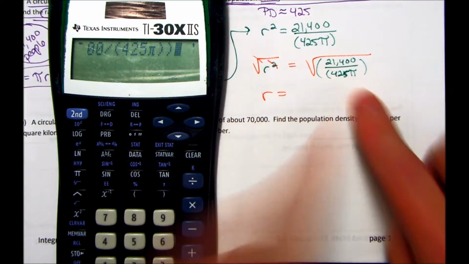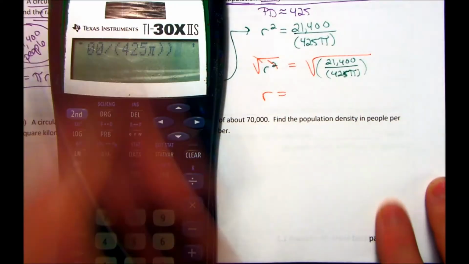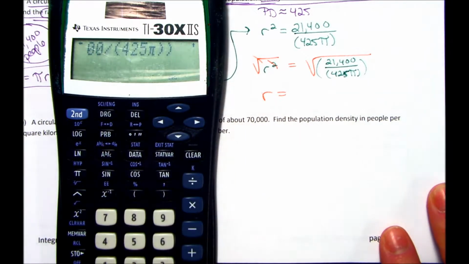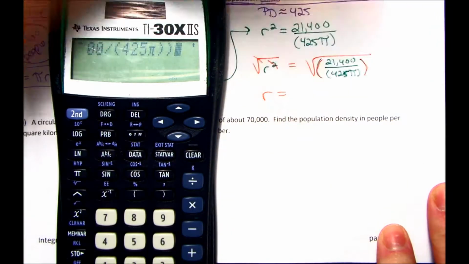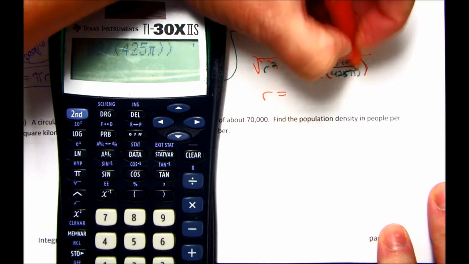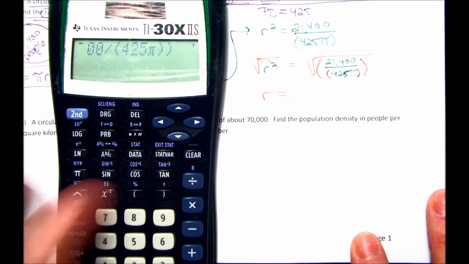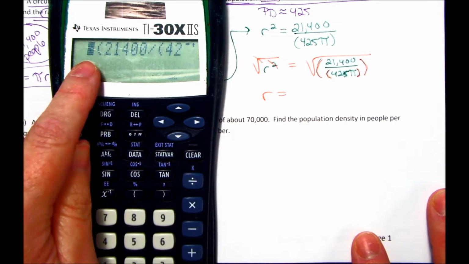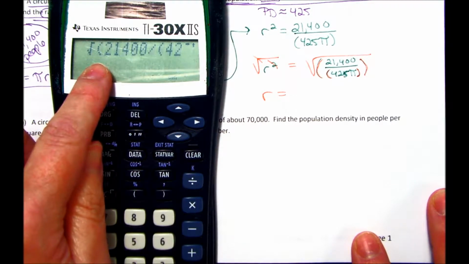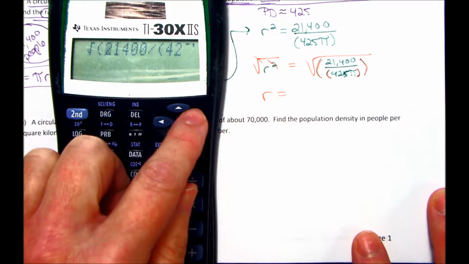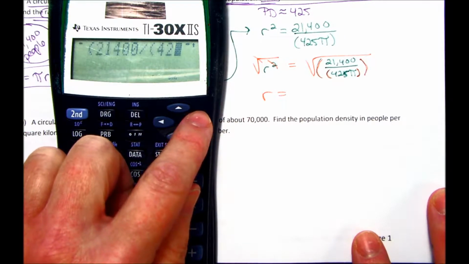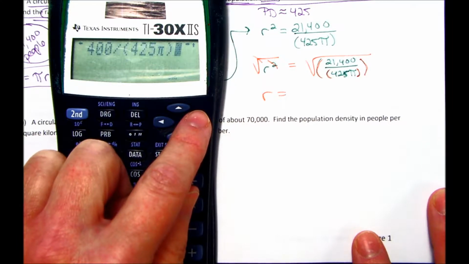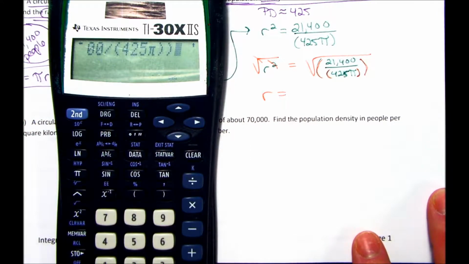So I've got two sets of parentheses. Oops, I forgot to write this one here. So if I highlight this, I've got a set of parentheses around the whole fraction, but I've also got a set of parentheses around the denominator. So let's just look back. If I show you what this whole thing looks like again, I've got my square root sign, and it automatically gives me the left parentheses, 21,400 divided by, and then in its own set of parentheses, I have the 425 pi, and then I close the big parentheses, and then I'm going to hit equals, and it rounds to 4.